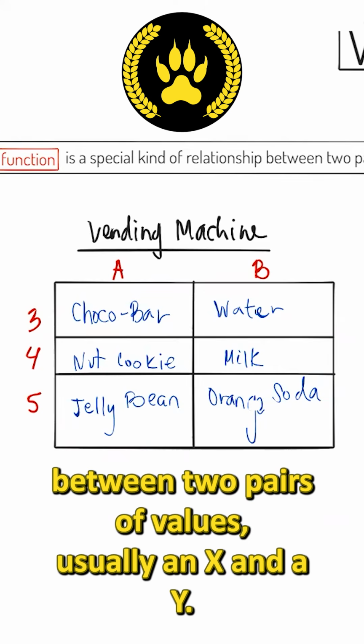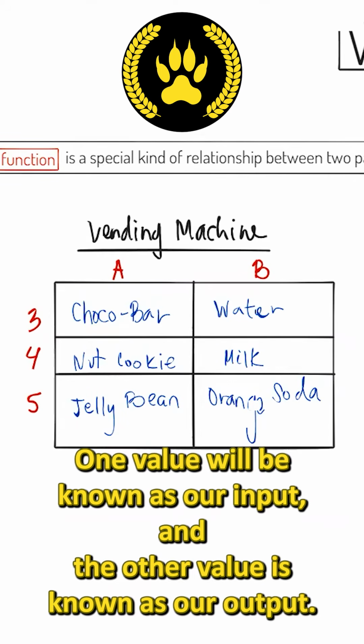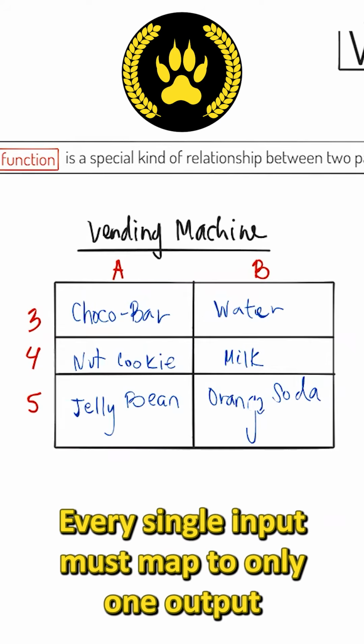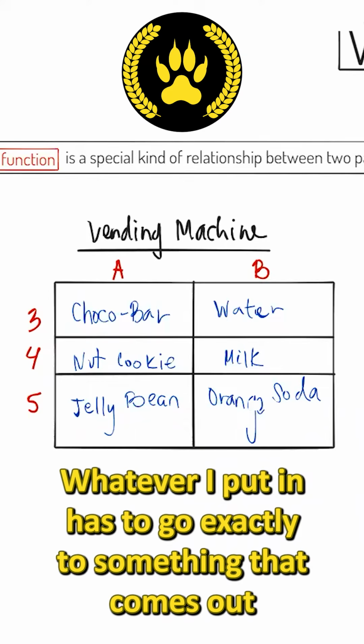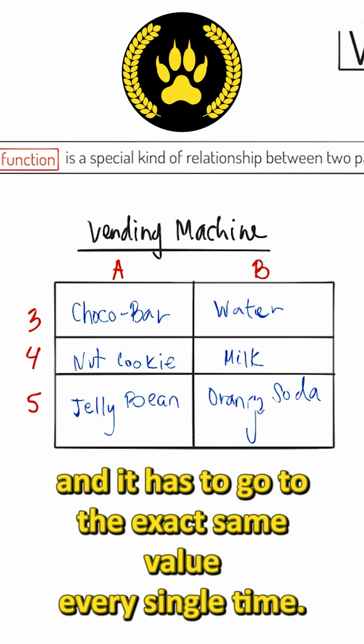an X and a Y. One value will be known as our input, and the other value is known as our output. Every single input must map to only one output. And when I say only one, I mean one unique output. Whatever I put in has to go exactly to something that comes out, and it has to go to the exact same value every single time.